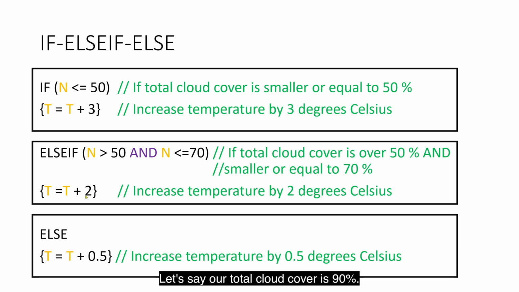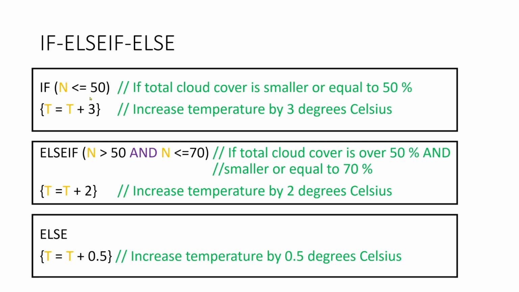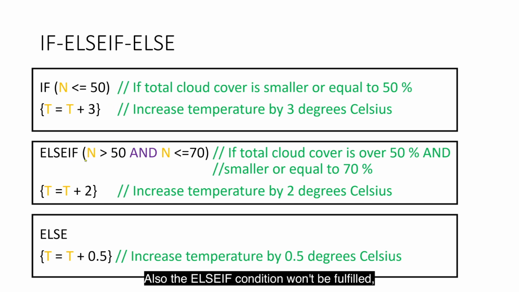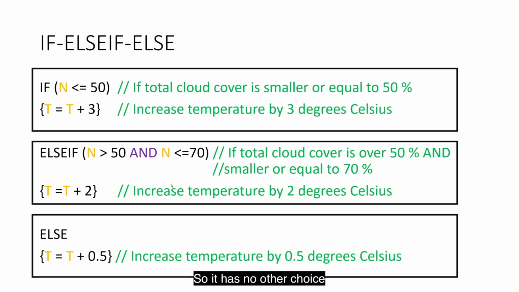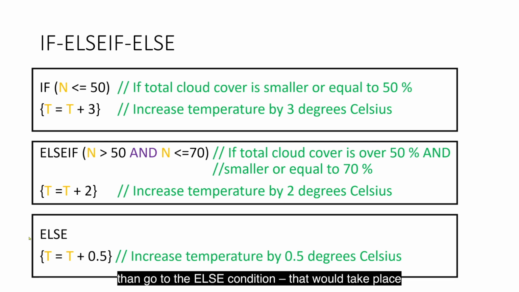Let's say our total cloud cover is 90%. First, the program looks at the if clause. No, it won't be fulfilled. 90 is way over 50. Also, the else if condition won't be fulfilled because 90 is over the largest value, 70, that would be accepted in this range. So it has no other choice than to go to the else condition, which takes place in any other case except for the condition if or else if.